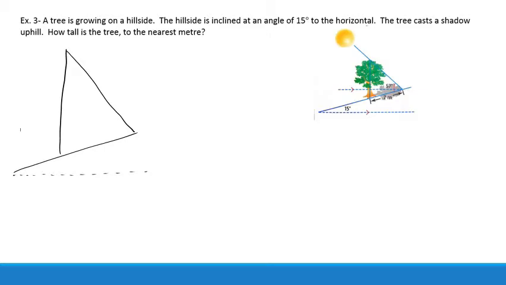So now what do I know? I know this is 15. I know, oh, I actually forgot another horizontal line. So I have another horizontal line here. Going back to putting information in, I know this angle here is 57 degrees. And I also know this distance here is 7 meters. Okay, so that's everything I got.